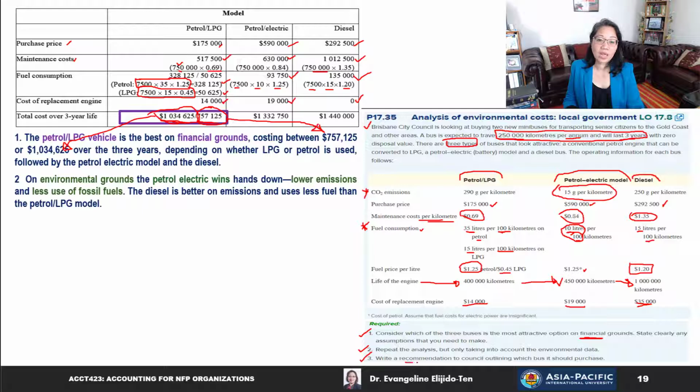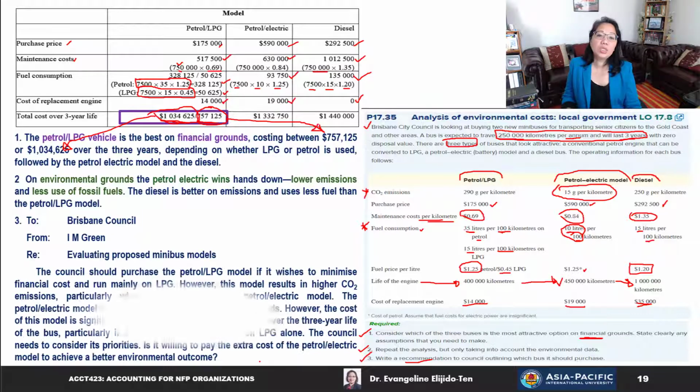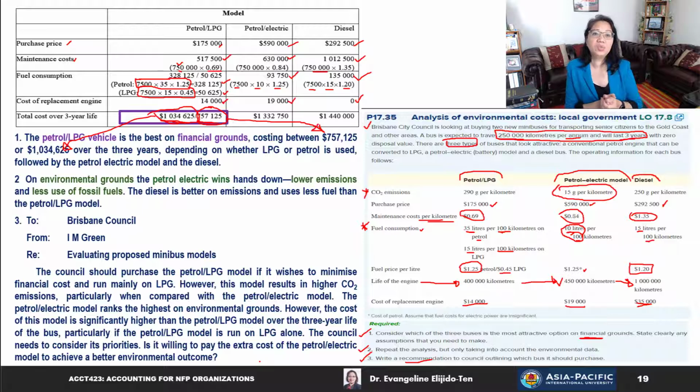Here we are asked to write a recommendation to the council outlining which bus it should purchase. So when you are writing a recommendation, you address it, of course, to the Brisbane Council and name yourself, and the subject is evaluating the proposed minibus models. The best way to write a recommendation is to really just point out what you have done in terms of the analysis, but leave the decision to the Brisbane Council management. So here is an example of the recommendation letter.